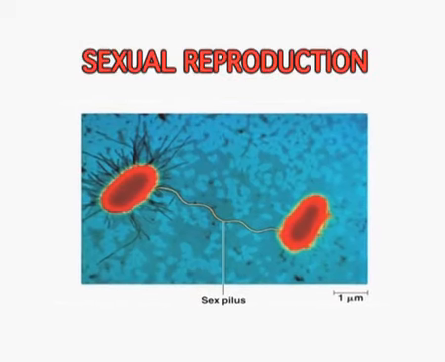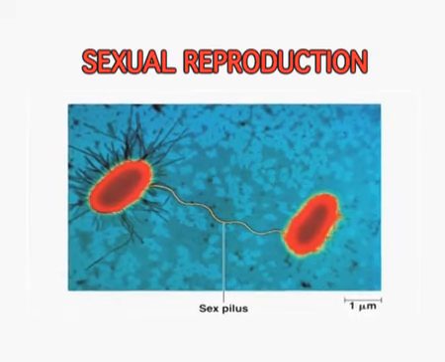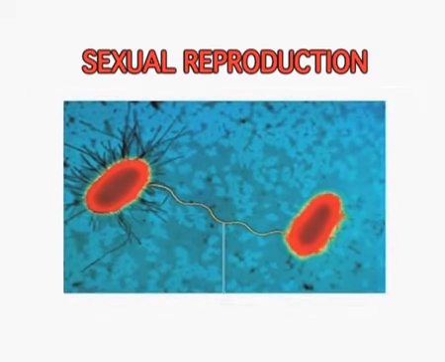Sexual reproduction also takes place in bacteria. As you can see here, there are two bacteria. One of them is known as F plus bacteria and the other one is known as F minus bacteria. The F plus bacteria contains an F factor which is responsible for the sexual reproduction, and this is the one which will give the DNA to the other bacteria, which is the F minus bacteria.